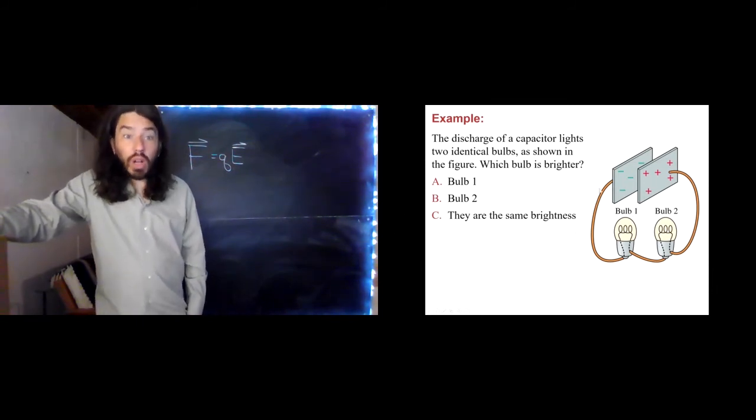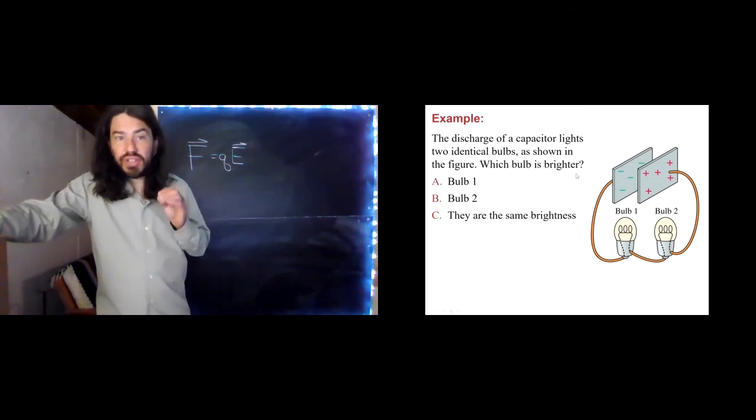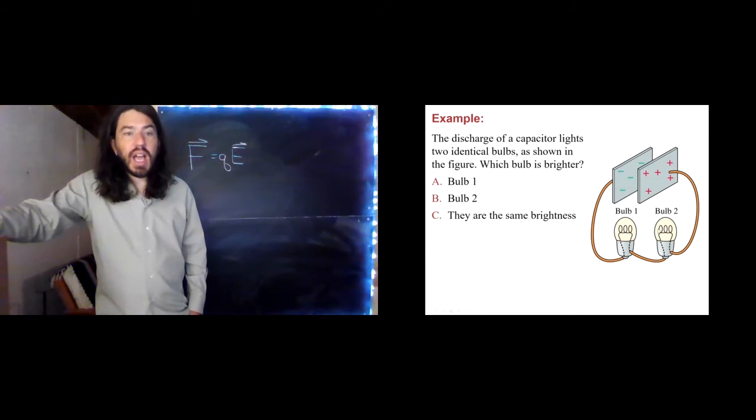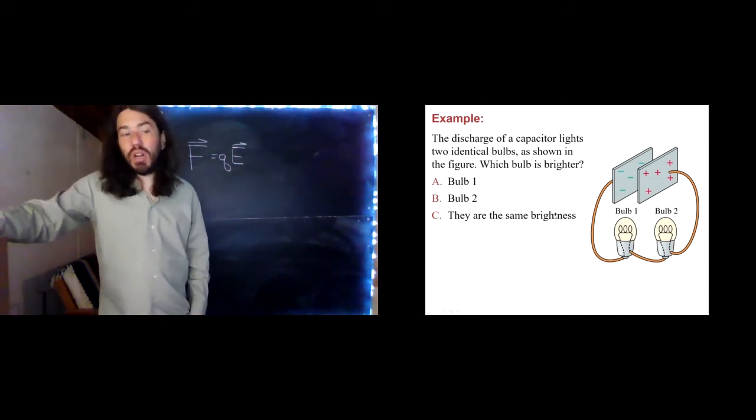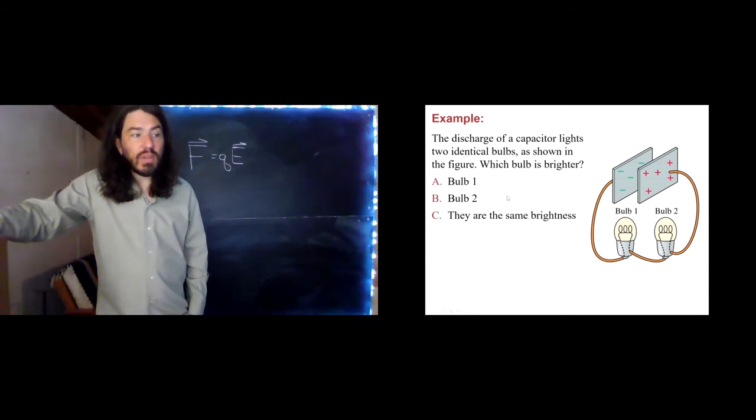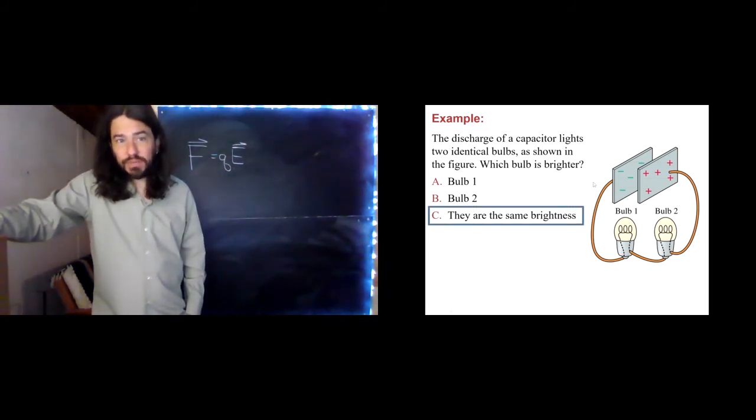Okay, so recall that current is carried on physical objects. They don't just disappear. So for every electron that goes through bulb one, an electron goes through bulb two. There's the exact same current in both of these bulbs because of the conservation of current. If there's the same current and the bulbs are identical, then we should have the exact same brightness. And indeed we do.